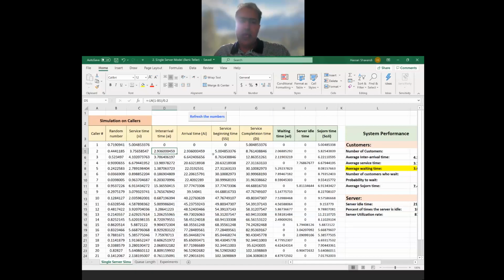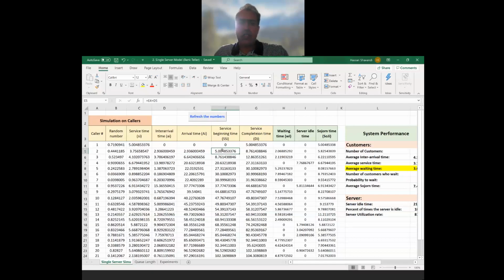The arrival time of each customer will be the arrival time of the previous customer plus its inter-arrival time, right? For the first one, it will be 0. For the second one, it will be E4, the arrival time of the first customer, plus D5, the inter-arrival time of this customer. And the service beginning time, again, for customer 1 will be 0.